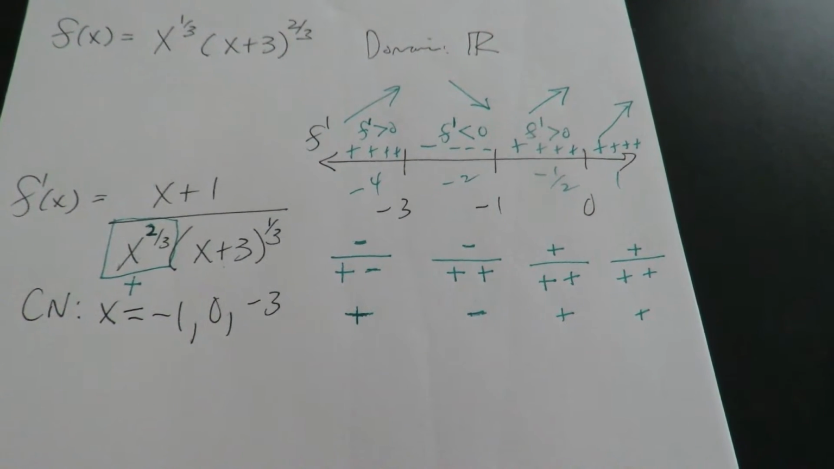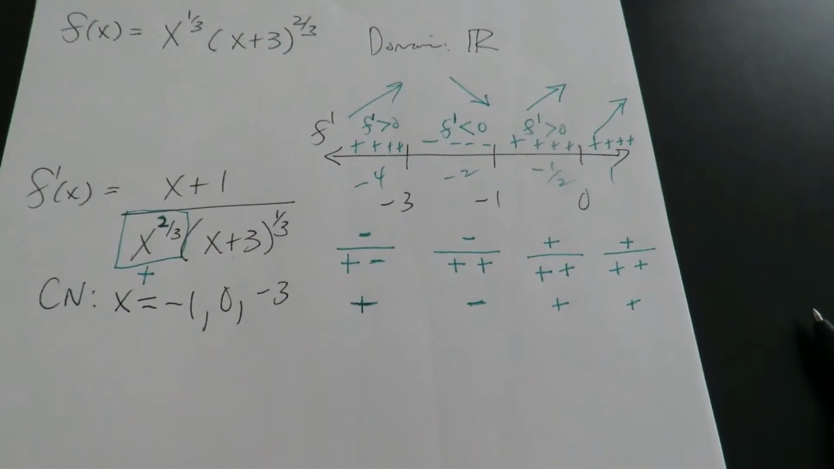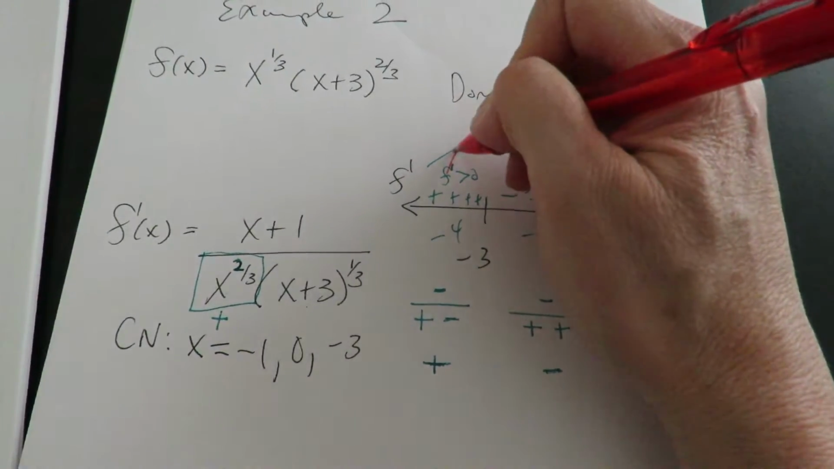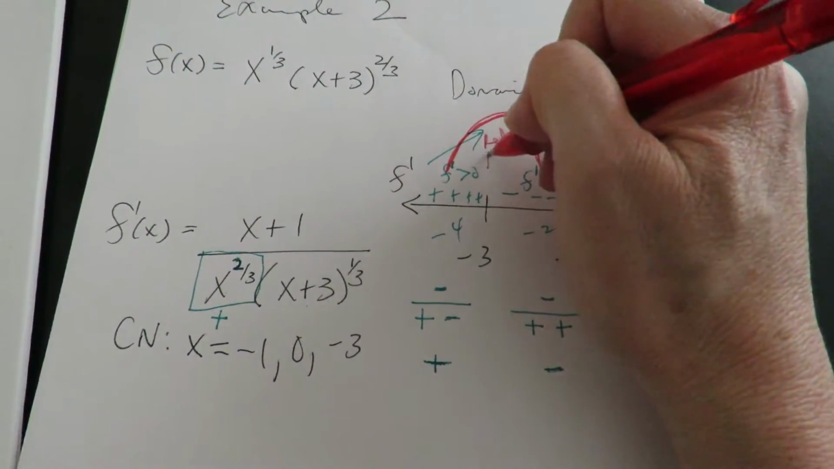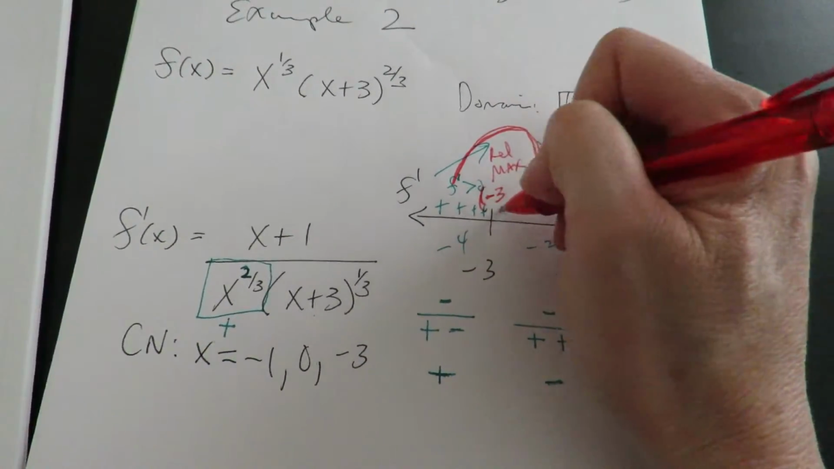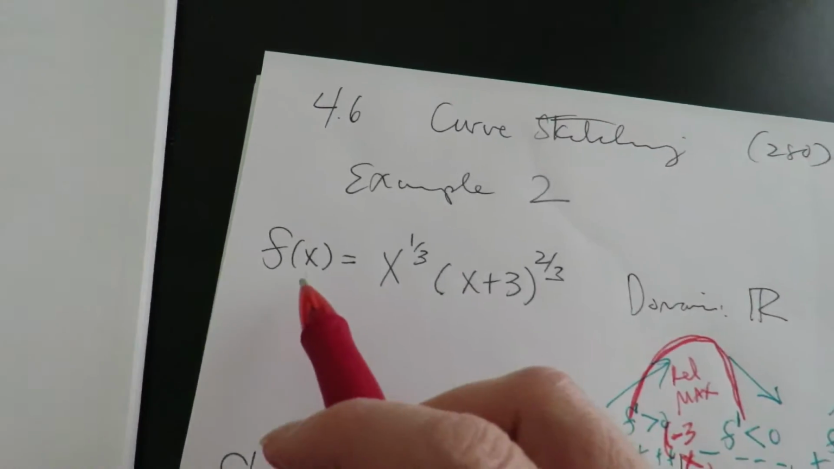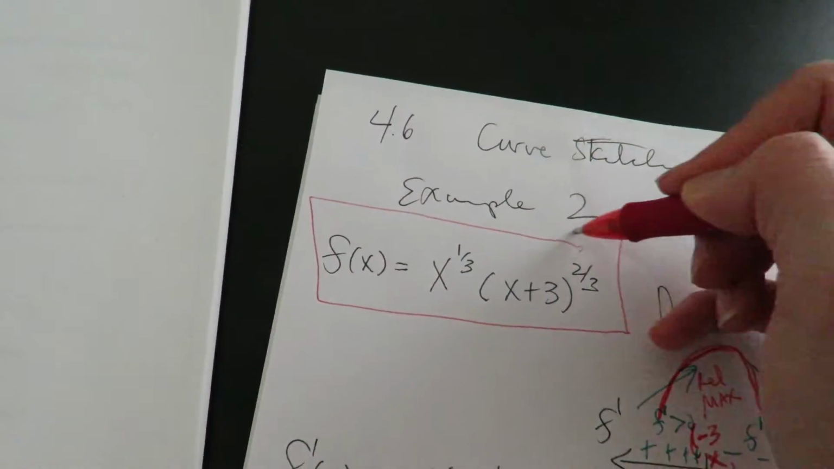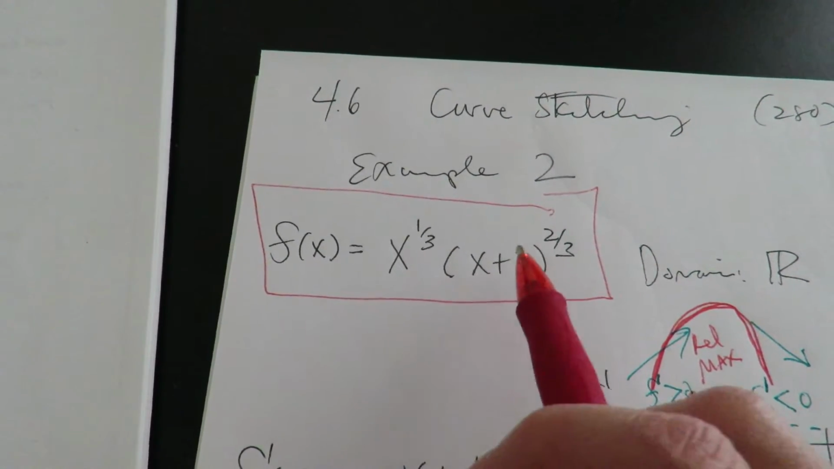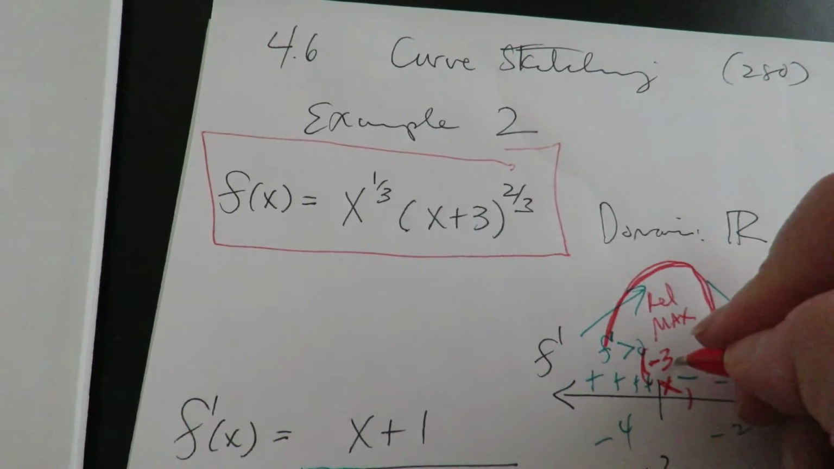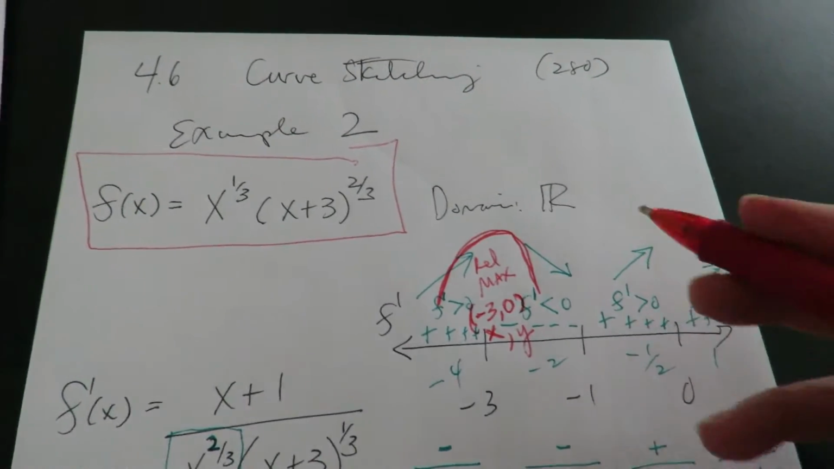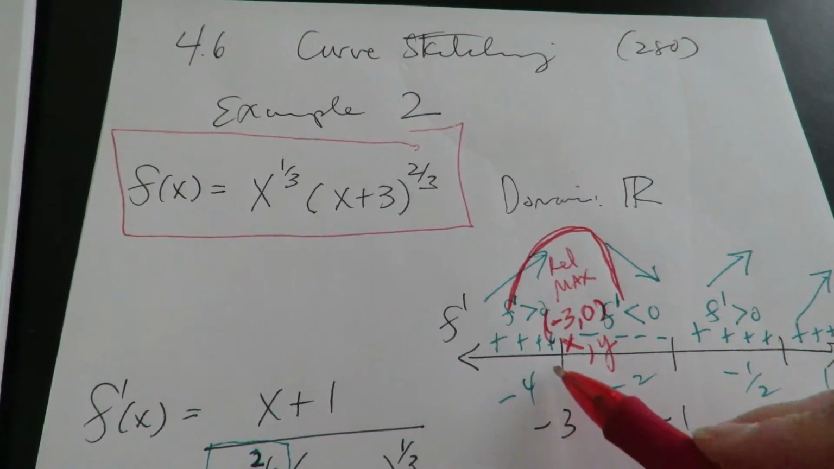Once I figure out my increasing, decreasing behavior, I now look for relative extrema. Around this critical number, it goes up, then it goes down. So right here I have a relative max. The input value is -3. Again, make sure you plug that into the original. If you plug a -3 into the original, this piece goes to 0, and 0 times anything is 0. So that means this is going to be an output of 0. That's what happens around that critical number.